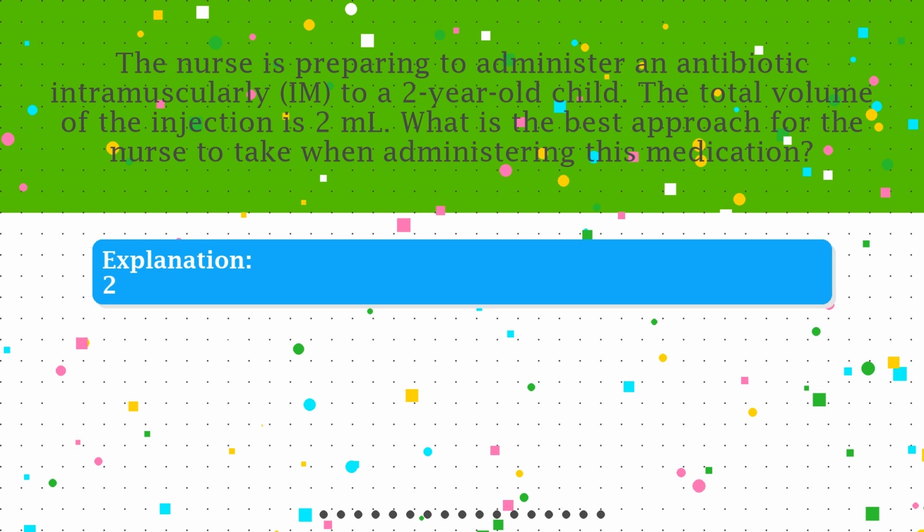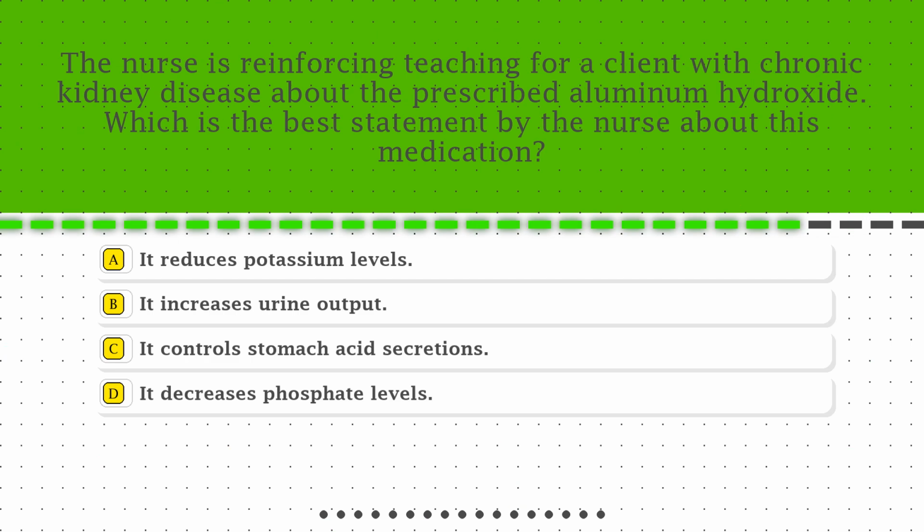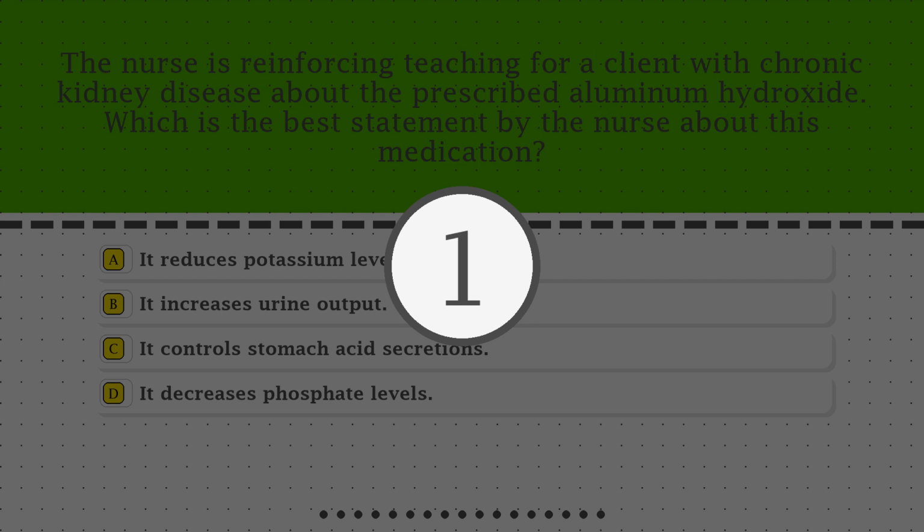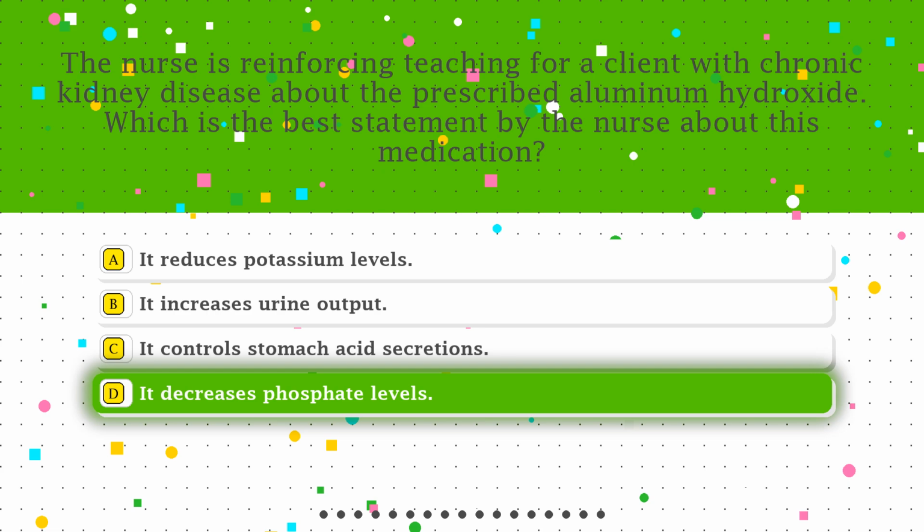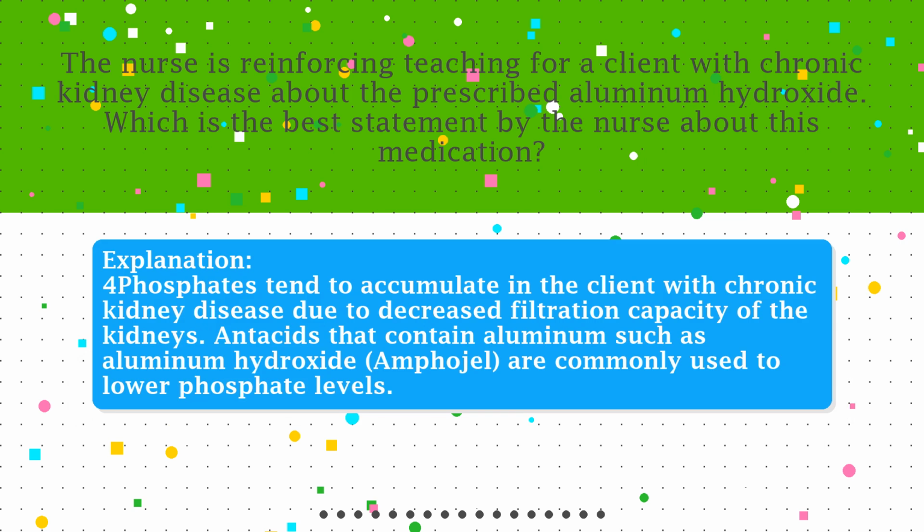Question 4. The nurse is reinforcing teaching for a client with chronic kidney disease about the prescribed aluminum hydroxide. Which is the best statement by the nurse about this medication? Option A. It reduces potassium levels. Option B. It increases urine output. Option C. It controls stomach acid secretions. Option D. It decreases phosphate levels. The correct answer is option D. It decreases phosphate levels. Phosphates tend to accumulate in the client with chronic kidney disease due to decreased filtration capacity of the kidneys. Antacids that contain aluminum, such as aluminum hydroxide, Amphojel, are commonly used to lower phosphate levels.